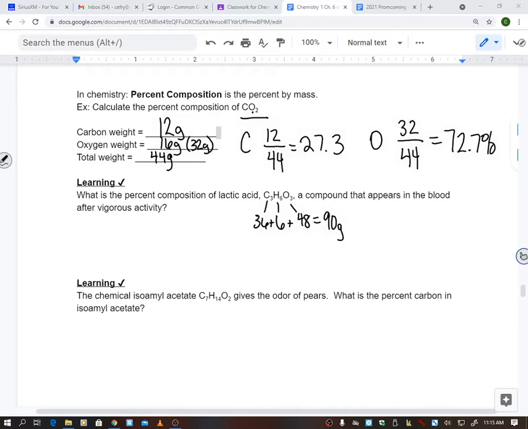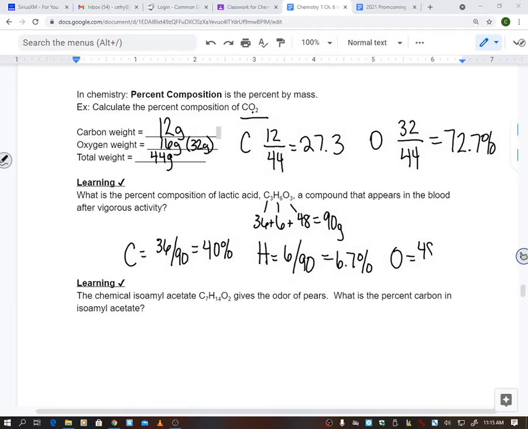All right, so now I'm going to go through and for carbon, for instance, I'm going to take how much carbon weight and divide it by the total. When I multiply that by 100, then I get 40%. Hydrogen, I've got 6, I'm going to divide by the total, and of course multiply by 100, but I moved this in my head. And then lastly, I have oxygen, which is 48 divided by the total, multiply that by 100, or just move it in your head, and that is 53.3%. So if you were to add all those up, those would add up to 100. All right?